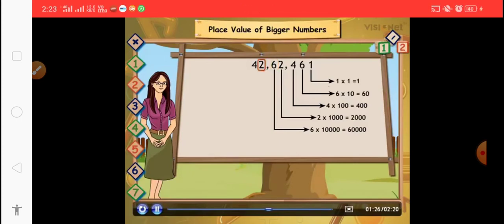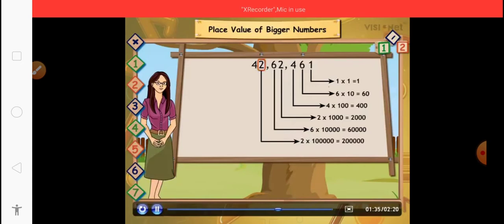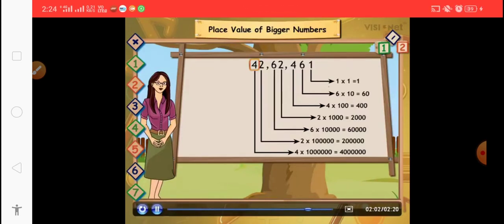Look at the digit 2. It is at lakhs place. So its place value is 2 multiplied by 100,000 is equal to 200,000. Similarly, look at the digit 4. It is at 10 lakhs place. So its place value is 4 multiplied by 100,000 is equal to 400,000. So in this way we can write place value of digit of a number according to Indian number system.